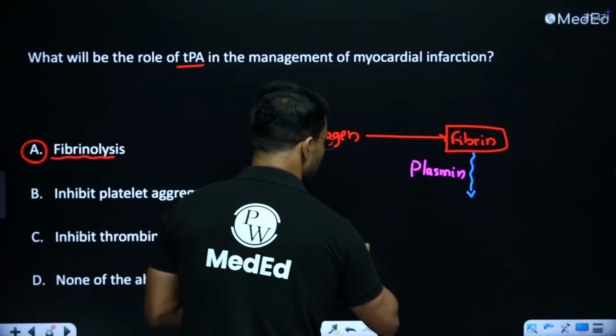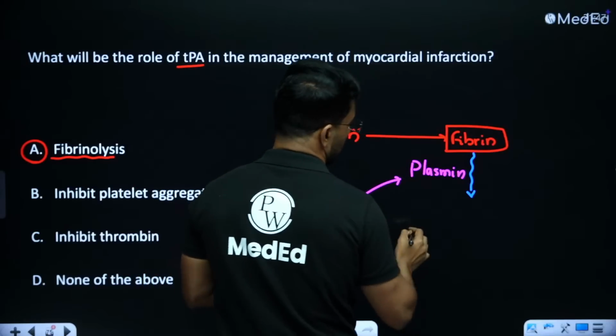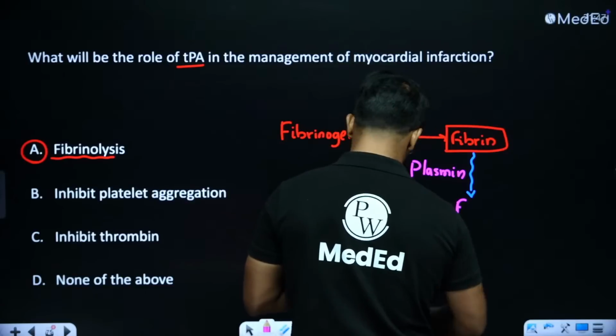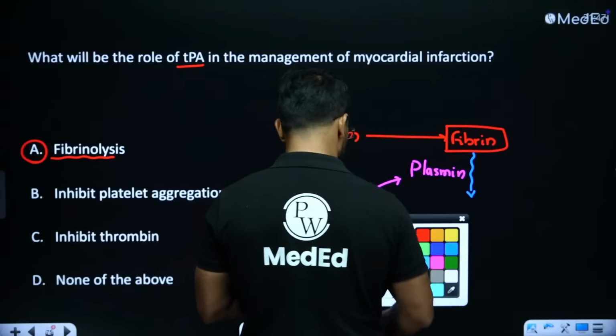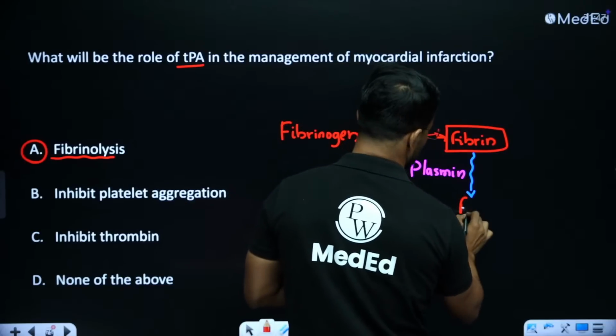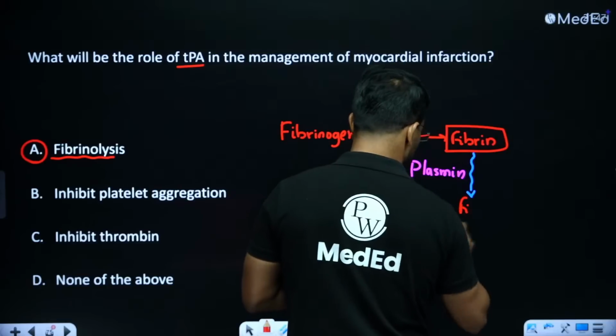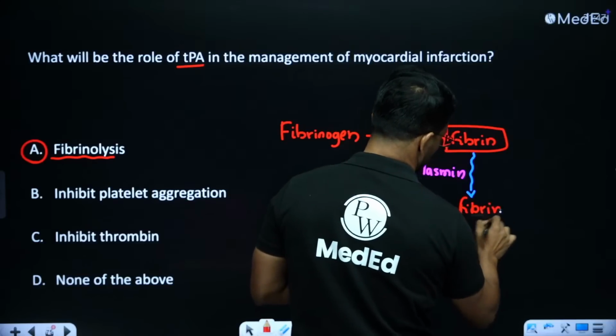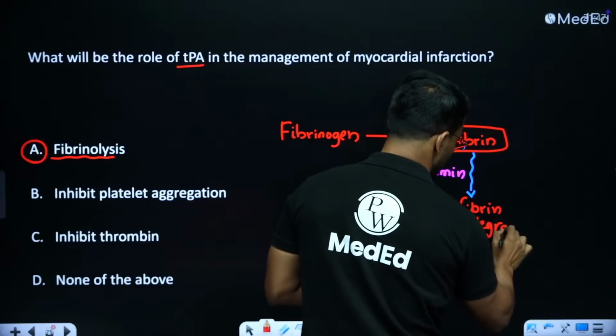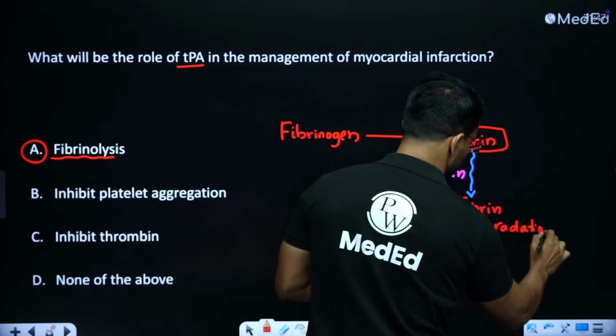But this plasmin exists. Once I dissolve the fibrin, it becomes fibrin degradation products. They are called fibrin degradation products.